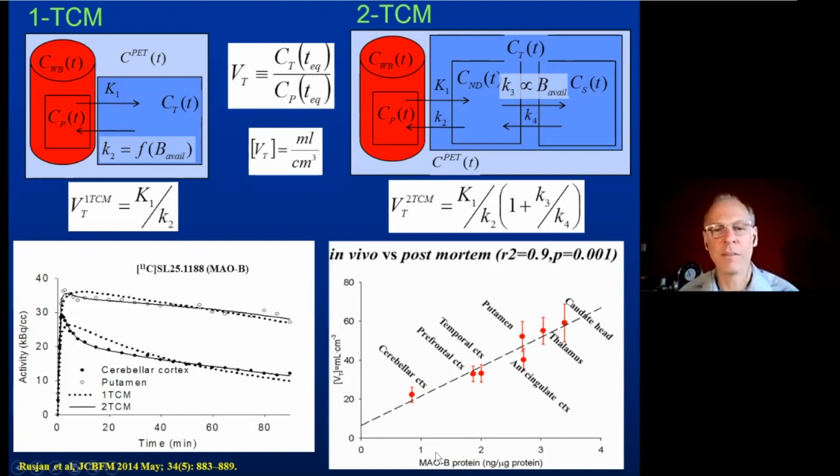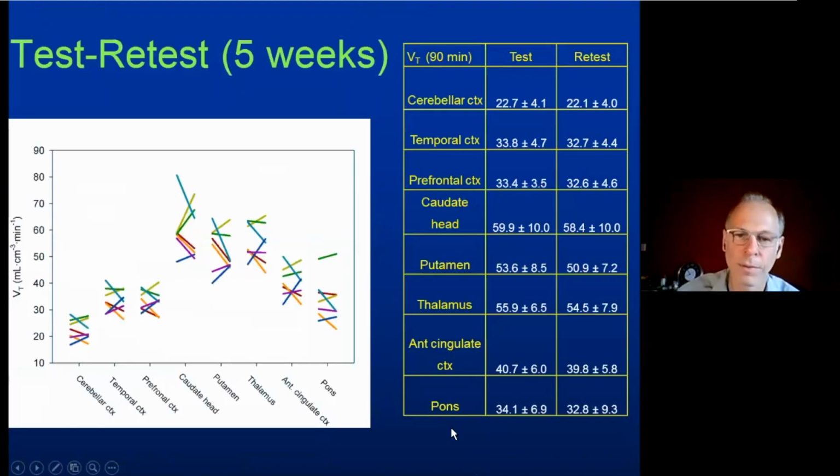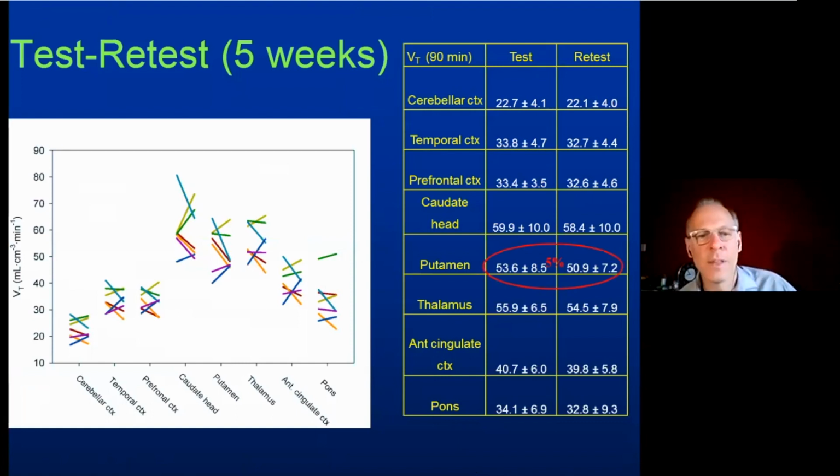So summarizing, the total distribution volume of the radioligand is an index of the concentration of MAOB in the region of interest. Not only that, if we do the experiment twice in around 7 subjects, we get almost exactly the same result.